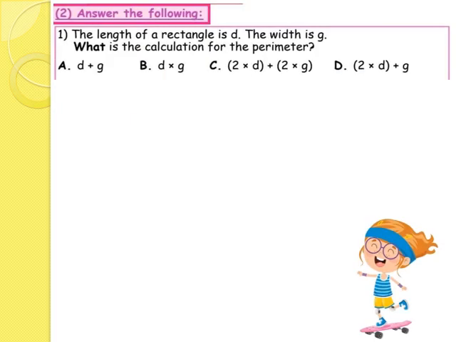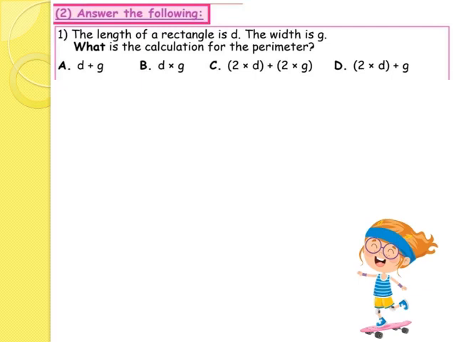Excellent. Let's answer the following questions. It's a choice. The length of the rectangle is D. We always write the length letter L, right? But here instead of L, they wrote D for you. So the length here is D. The width is G instead of W. What is the calculation of the perimeter?